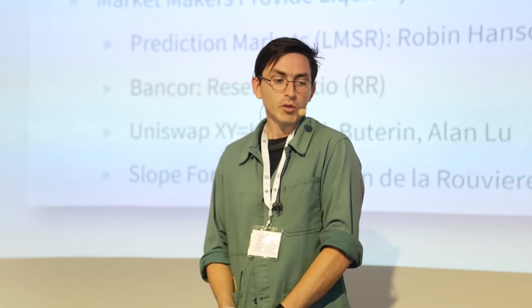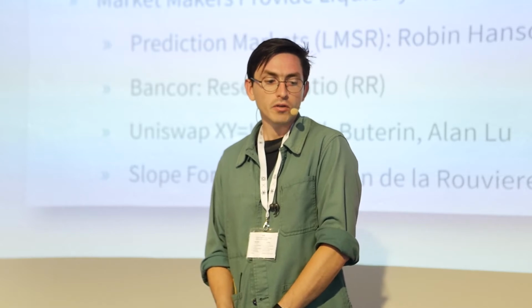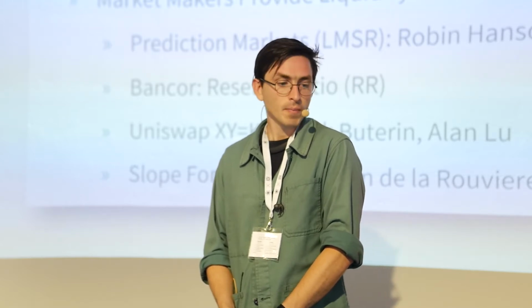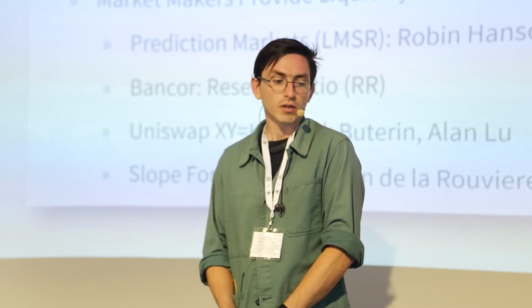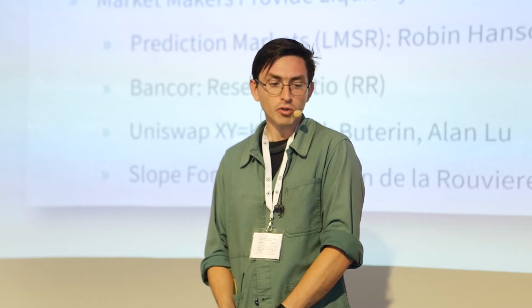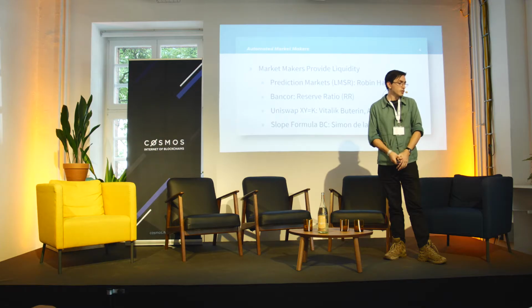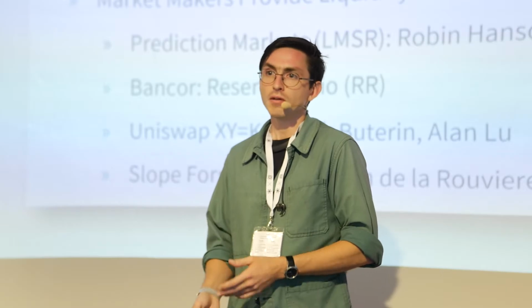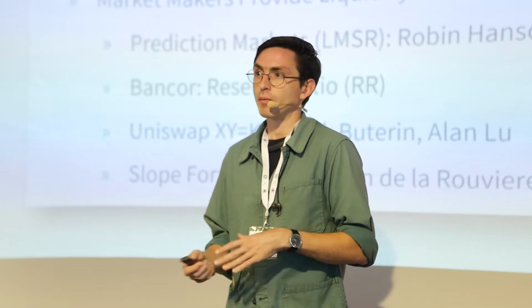You might be familiar with Bancorp. They have a market maker that uses something called a reserve ratio. There's also Uniswap, which uses one called XY equals K, built by Vitalik Buterin and Alan Liu, again from Gnosis. There's also the slope formula bonding curve, which is the one that's often spoken about by Simon de la Rouvier. I'm going to use the slope formula bonding curve as a sort of frame of reference for today, but most of these are just different ways of implementing the same thing.